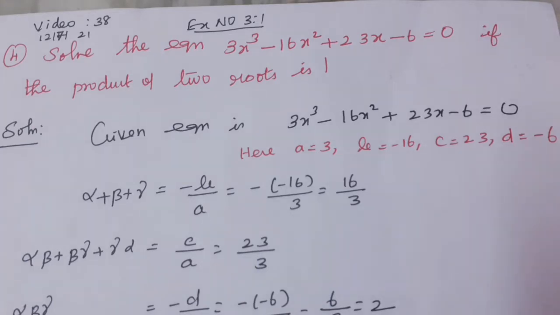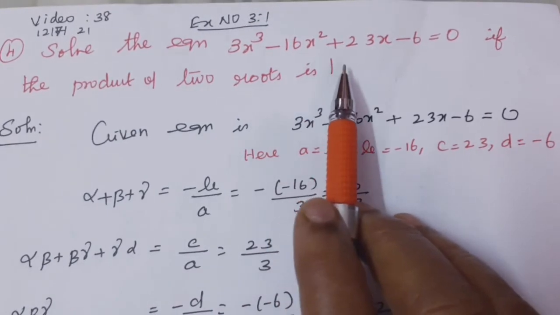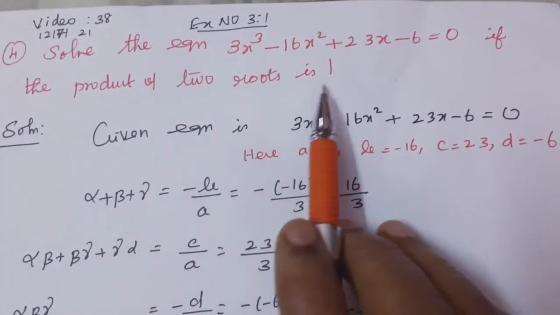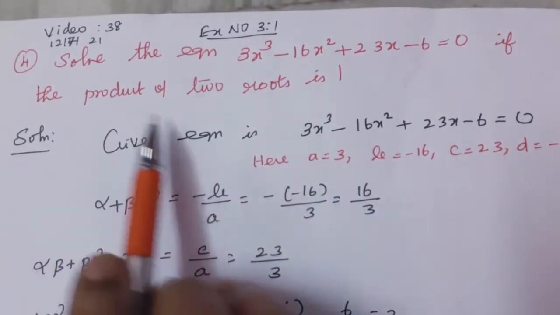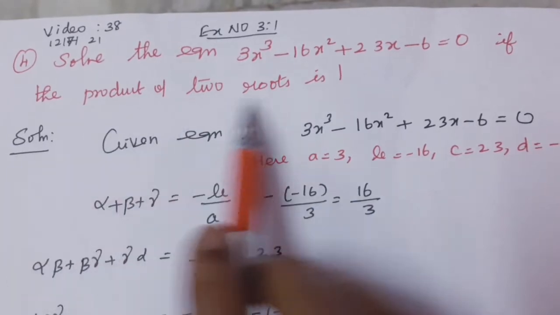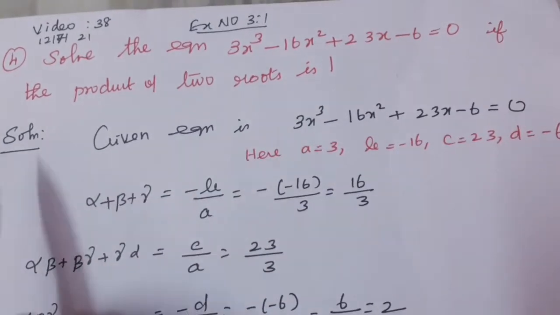See, what is the question? Solve the equation 3x cube minus 16x square plus 23x minus 6 equal to 0, if the product of two roots is 1. What is the solution? The product of the two roots is given in the question itself. So this is the very important step. Product of two roots is 1. That only we take as very important. So what is the solution?